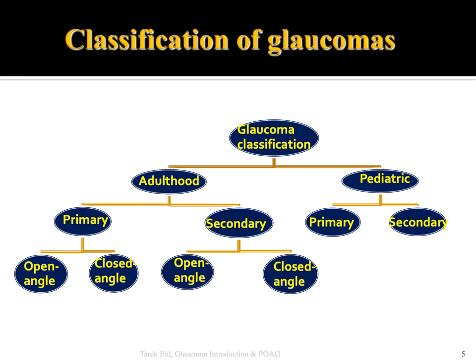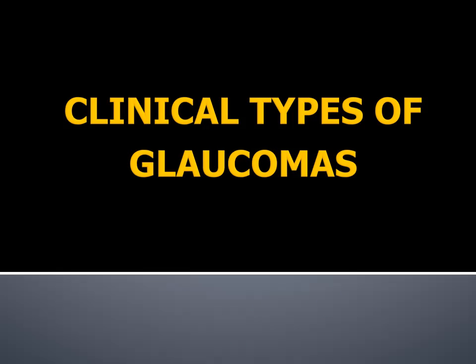How can we classify glaucoma? We usually classify glaucoma into either adulthood or pediatric types, and each of these will be divided into primary and secondary. Then the primary will be divided into open angle and closed angle according to the angle of the anterior chamber. Also, the secondary will be divided into open angle and closed angle. So if we go through these classifications, we can understand the clinical types of glaucomas and why we say glaucomas, as it is not only a single disease.